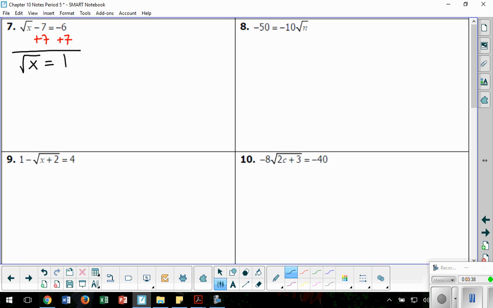What do we have to do before? Square both sides. So x equals 1. We go back and we check it. Does it work? 1 minus 7, yes, it works. Okay. Page number 8.